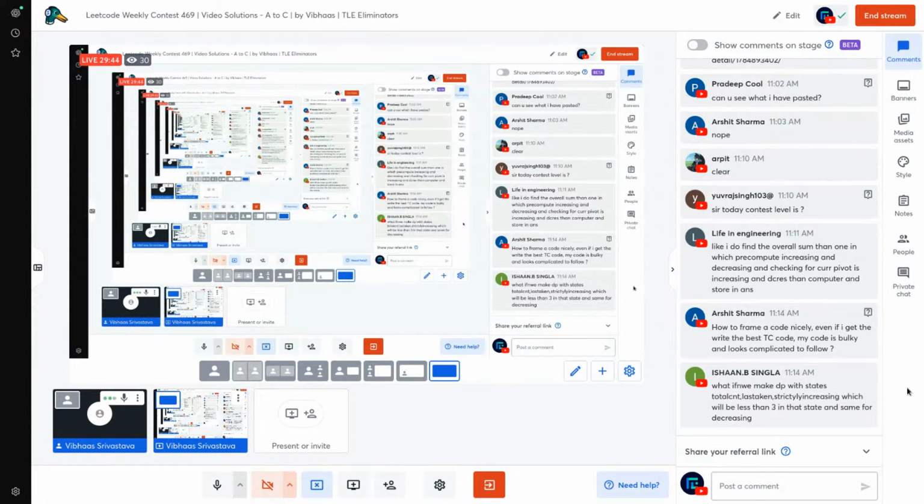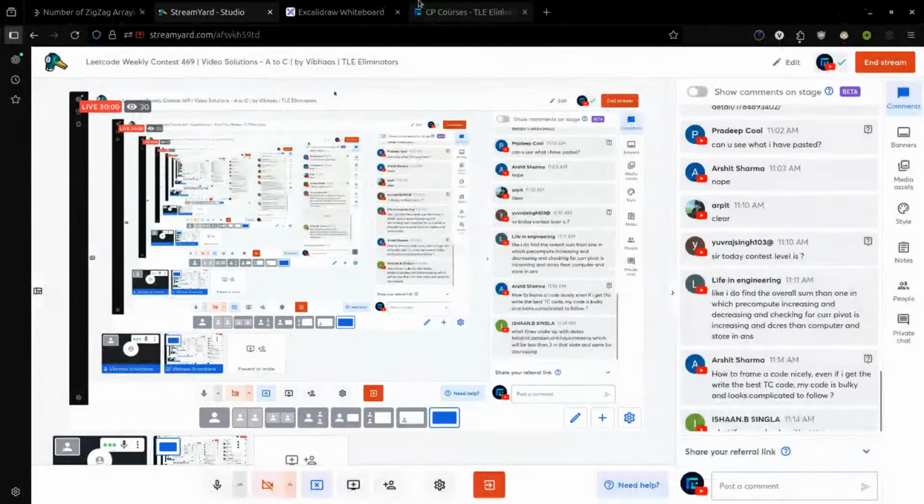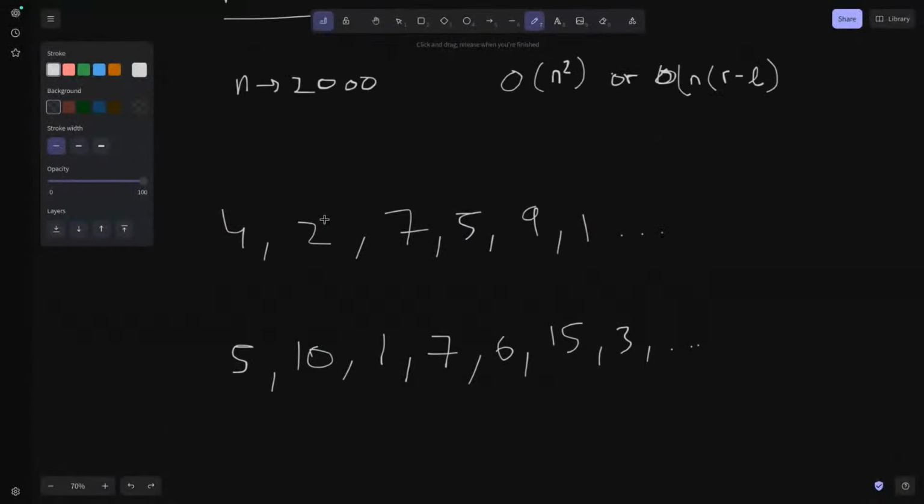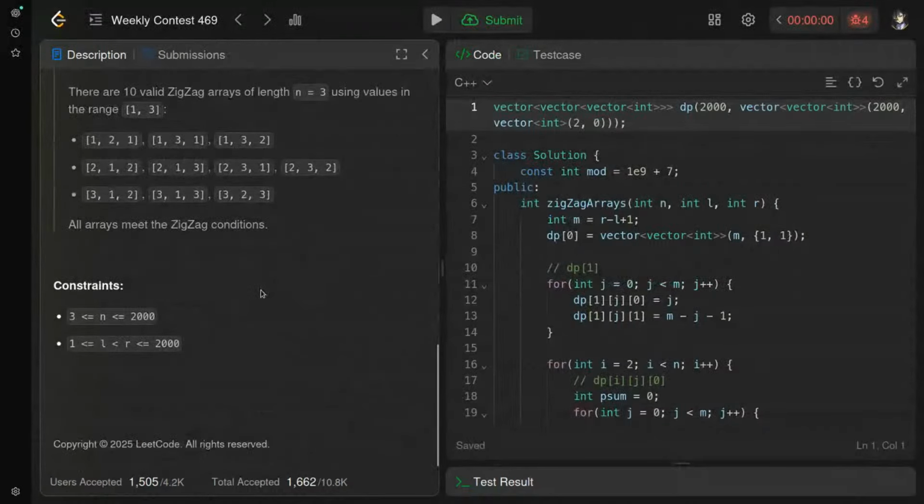Ishan says, what if you make DP with total count, last taken, strictly increasing? Okay, I'm not quite sure what exactly you're saying. Can you clarify this? Anyways, yeah, the solution to this is DP, but we'll soon get into that. Okay. So now we need to maintain the counts, right? So how do we do that?